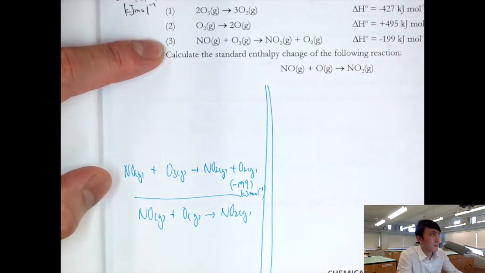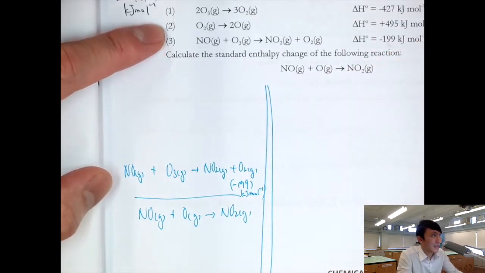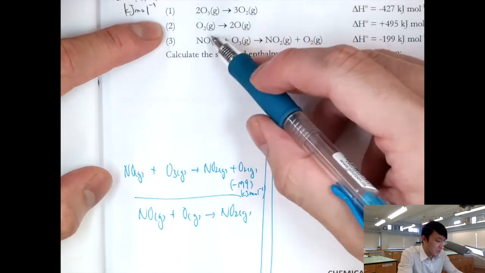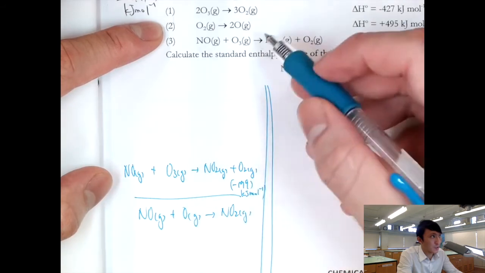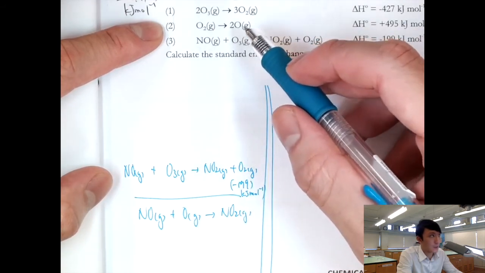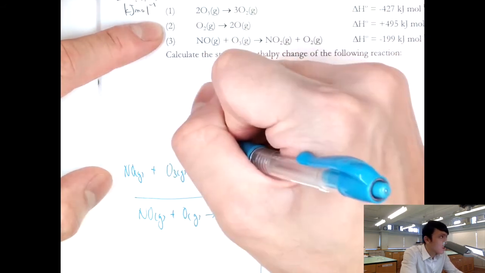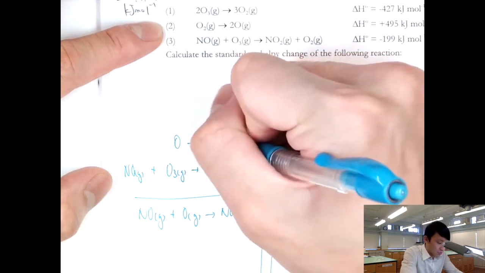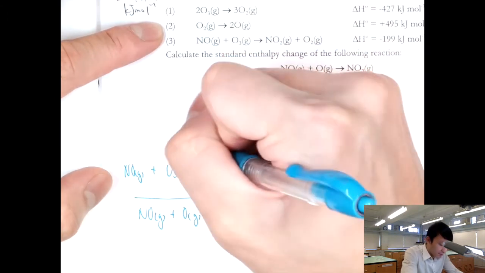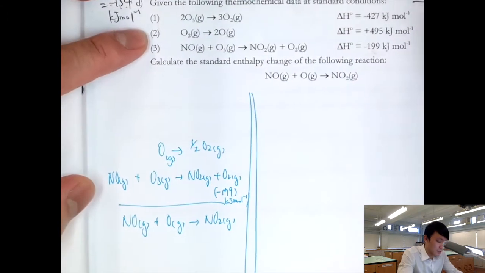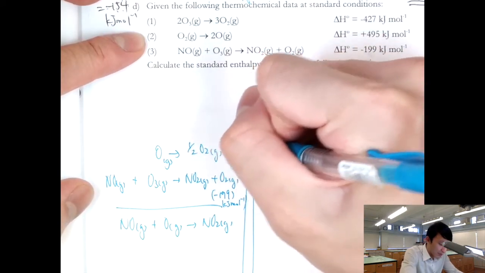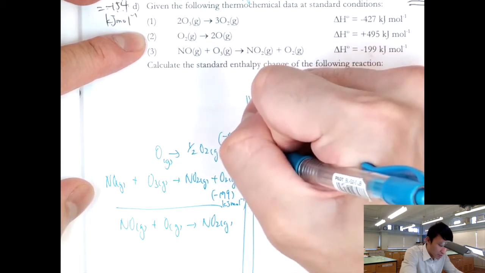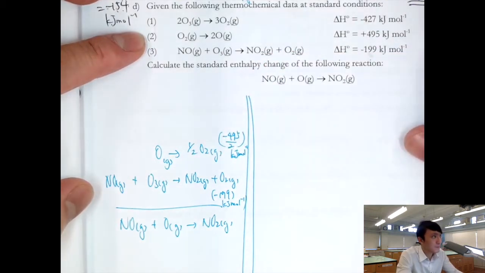Okay, then we can look at the second one. You see oxygen and the oxygen atom. You want to have 1 oxygen atom on the left. So you want to flip this equation and also halve it. So you have O forming half O2. As you flip it, you get negative 495 halved, kilojoule per mole. Okay?